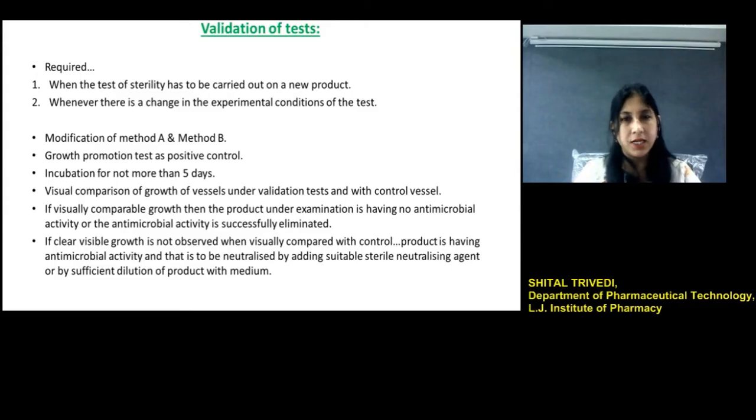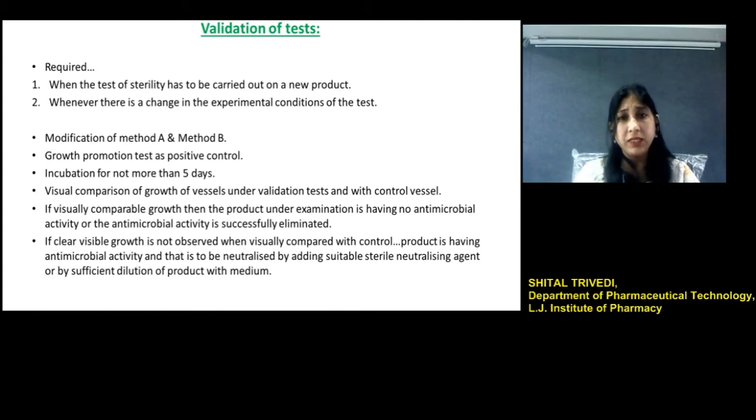Another test is also called validation of test, that is mentioned in IP. This test is carried out when the testing of sterility involves a new product and when there is a change in the experimental conditions of the test. To perform this test, the two test procedures for the sterility testing, that is method A and method B, are modified, and the growth promotion test is used as a positive control.